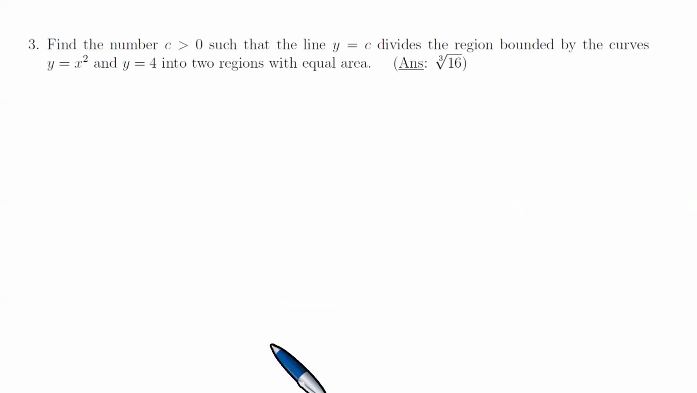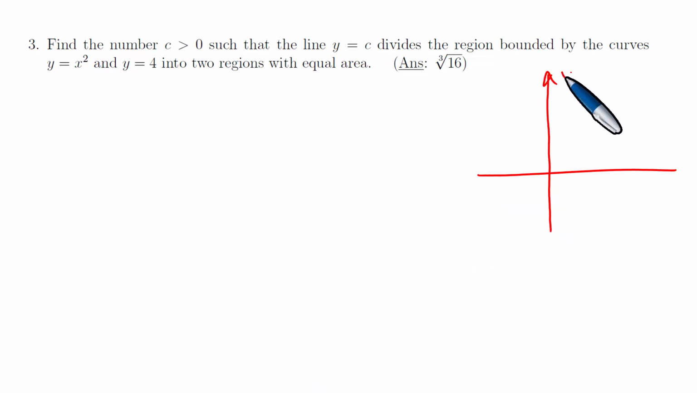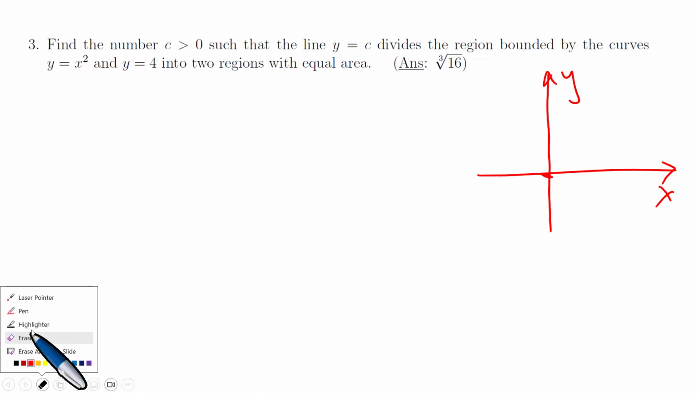Find the number c positive such that the line y equals c divides the region bounded by the curves y equals x squared, y equals 4 into 2 regions with equal area. Okay, so at this point, let us have a rough idea of the region we're dealing with. Right, so you have y equals x squared, which is the quadratic, in standard form.